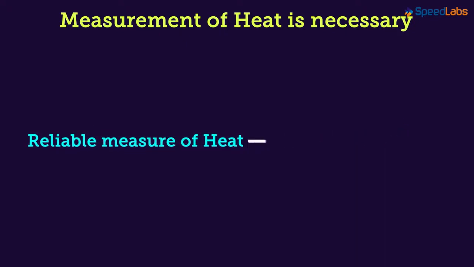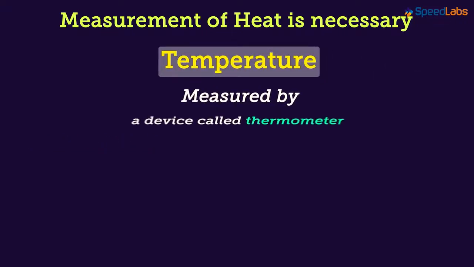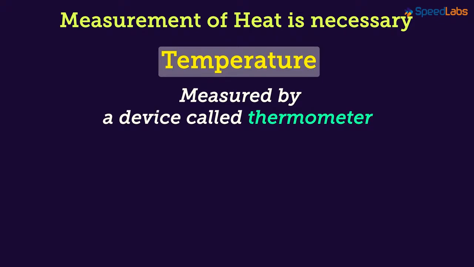The reliable measure of heat is its temperature. This means we need to know the temperature of an object to measure its heat. Now the next question is, how do we measure temperature? It's measured by a device called thermometer. Let's discuss the cases where we can use a thermometer to measure the temperature.